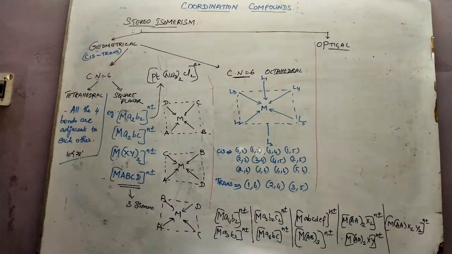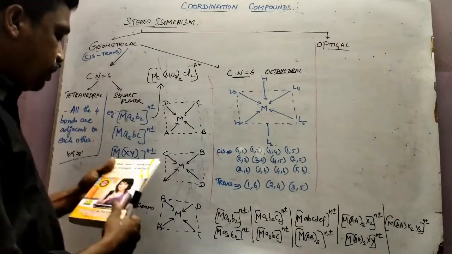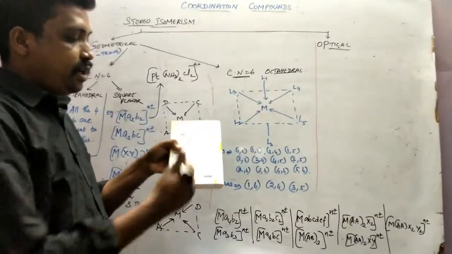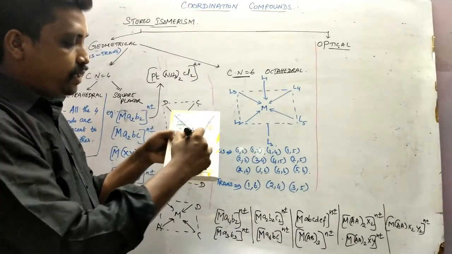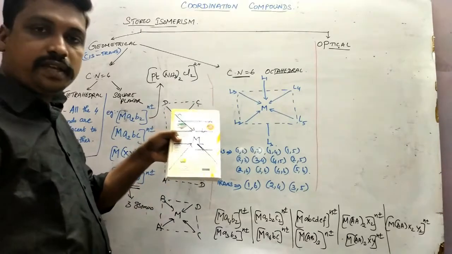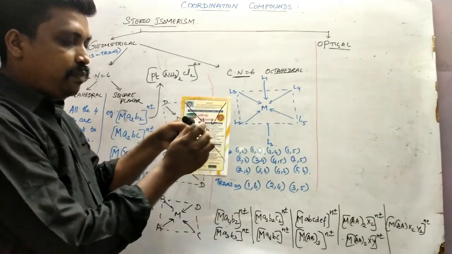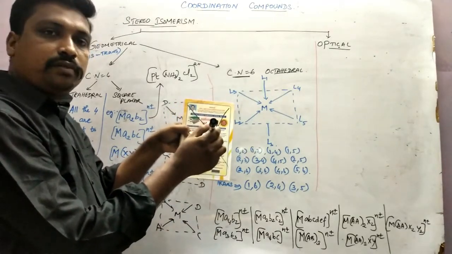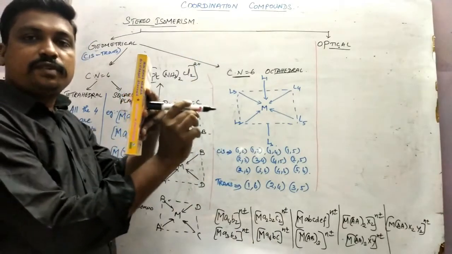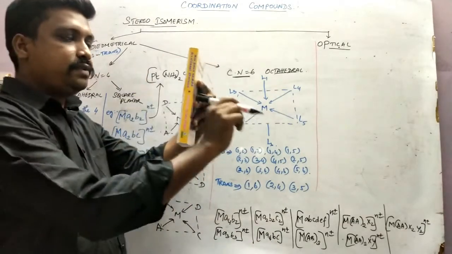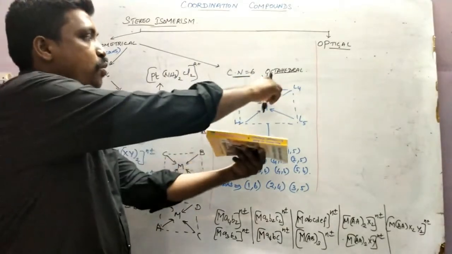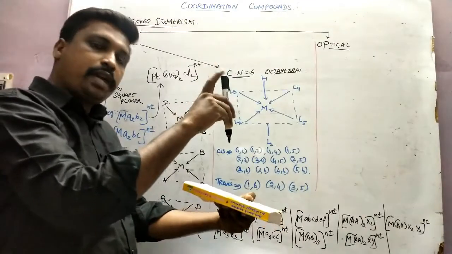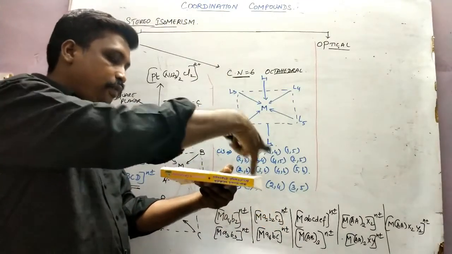Consider an example. Let me take a book to explain it. Right. Consider this as a plane. So here the metal M is located and one ligand, second ligand is here, third ligand is here, fourth ligand is here. The 5th ligand is towards you. Okay. And the 6th ligand is at the back of the book. So the 5th ligand is towards me and the 6th ligand is away from me. Right. Consider this as position 1. This is the pen cap. Okay. It is position 1. 2, 3, 4, 5 are there.